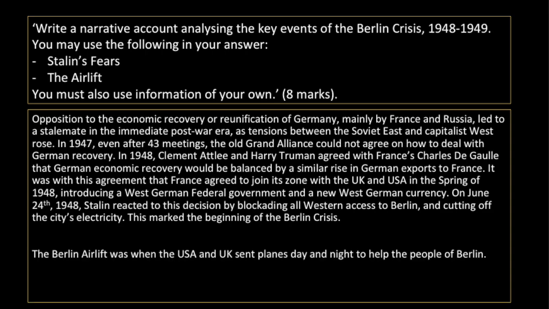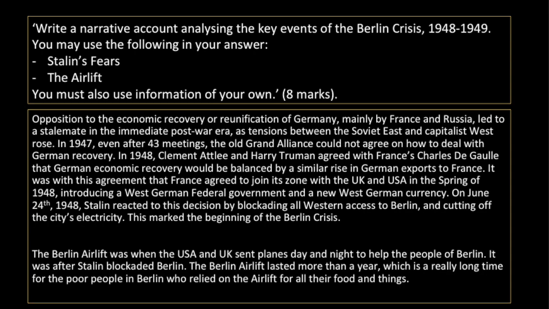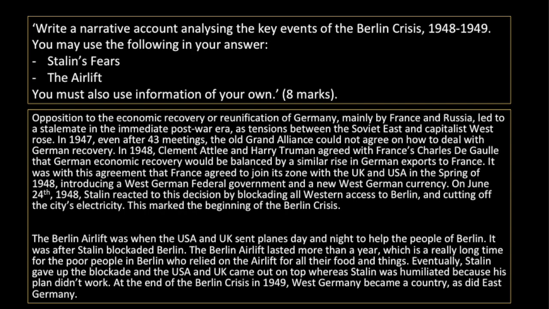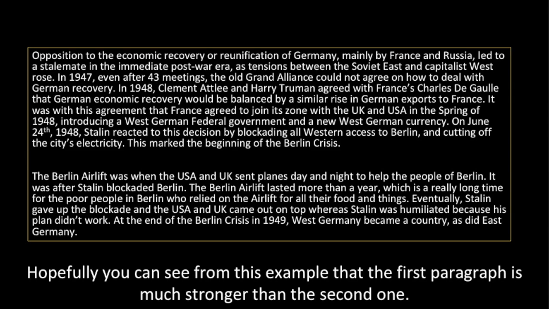The Berlin airlift was when the USA and UK sent planes day and night to help the people of Berlin. It was after Stalin blockaded Berlin. The Berlin airlift lasted more than a year, which is a really long time for the poor people in Berlin who relied on the airlift for all their food and things. Eventually, Stalin gave up the blockade and the USA and UK came out on top, whereas Stalin was humiliated because his plan didn't work. At the end of the Berlin crisis in 1949, West Germany became a country, as did East Germany. Hopefully, you can see from this example that the first paragraph is much stronger than the second one.